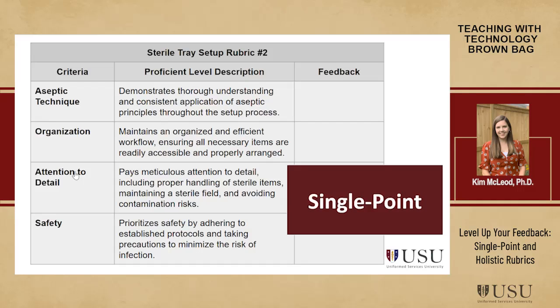And this is a single point rubric. A big clue for it to be single point is that it really only describes, in the center or on the left-hand side somewhere, the proficient level. It only names how to be proficient, how to pass.